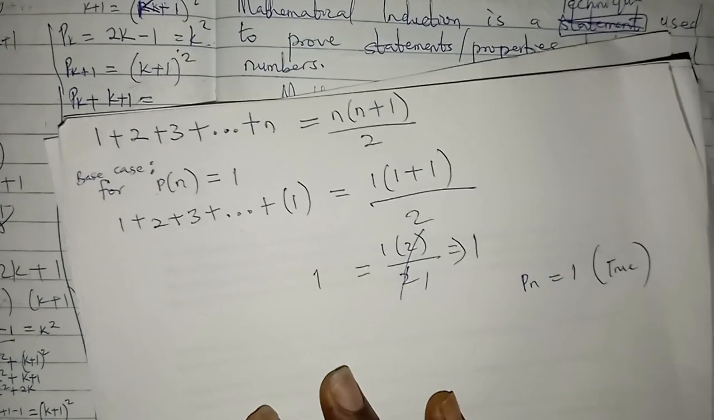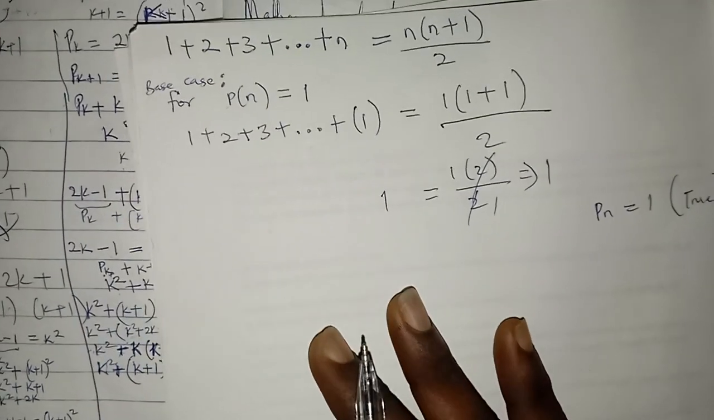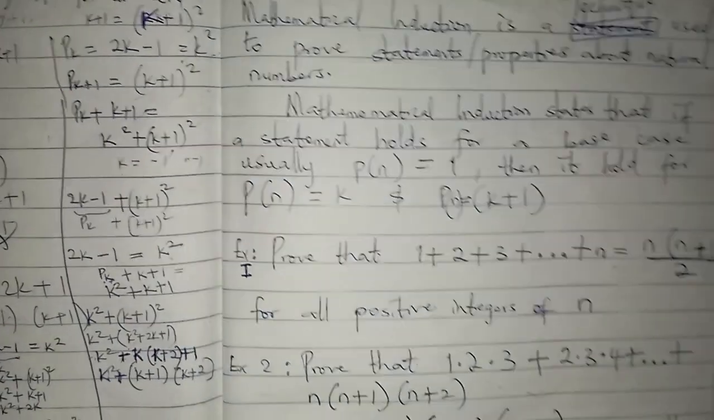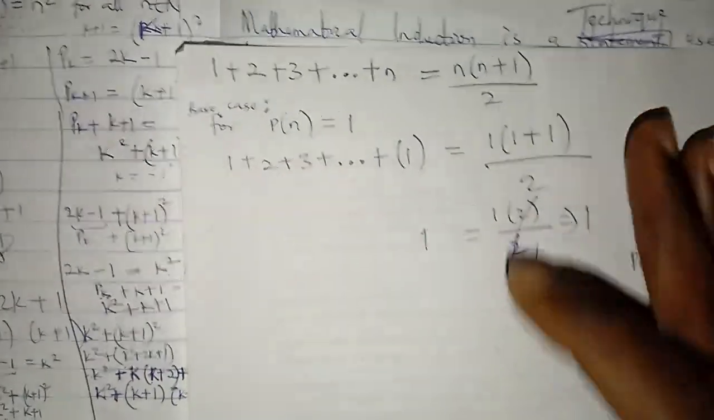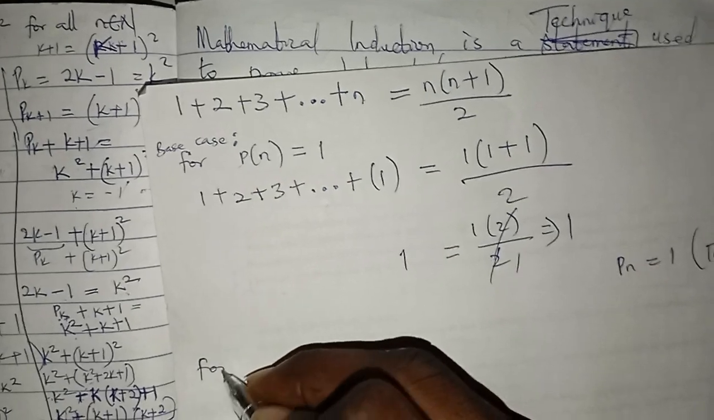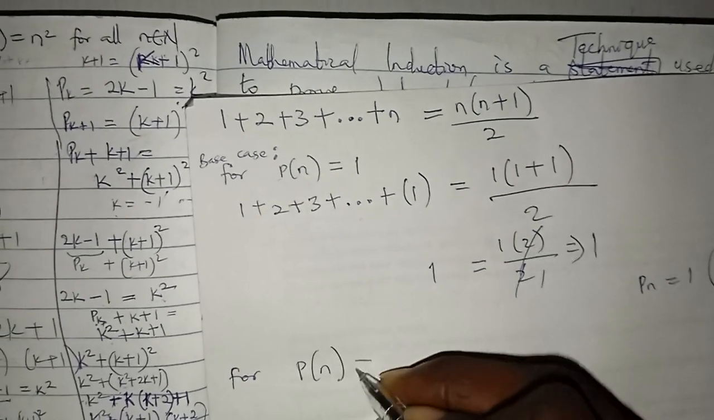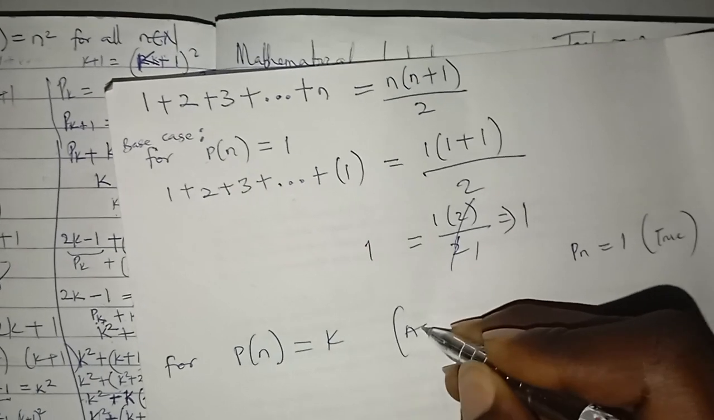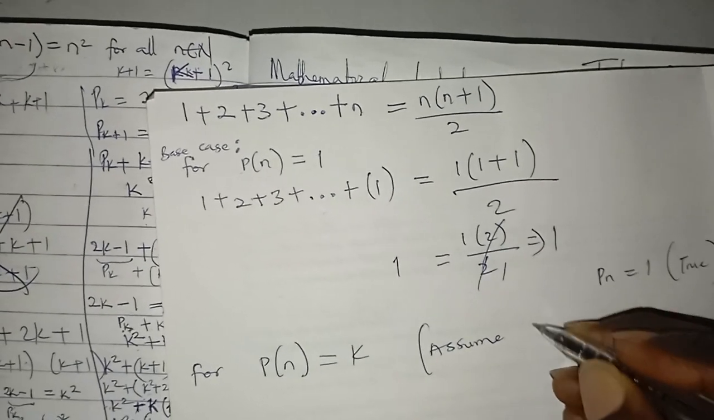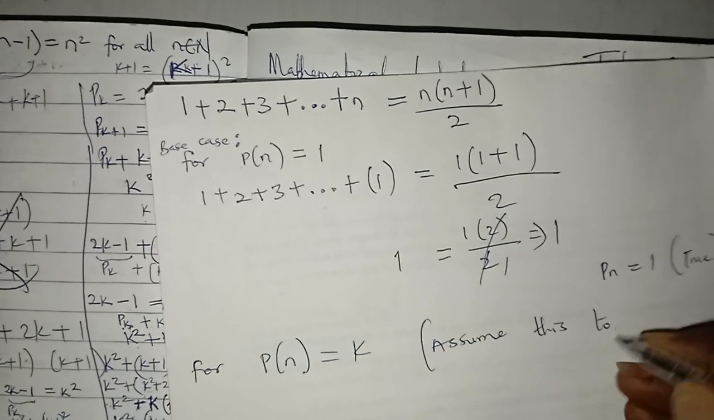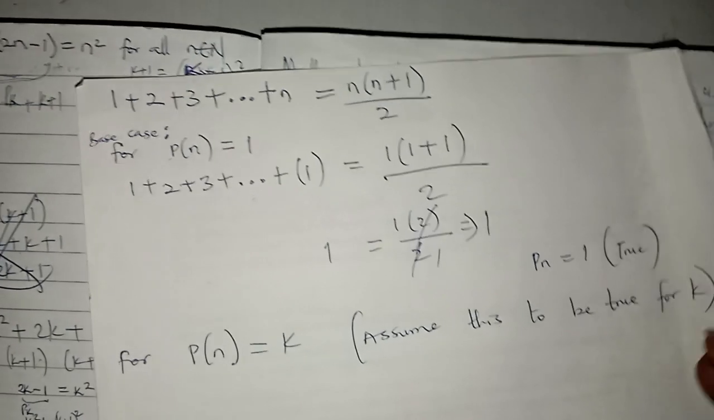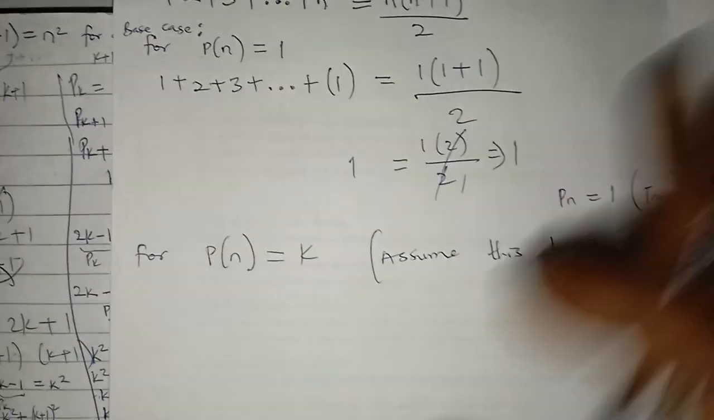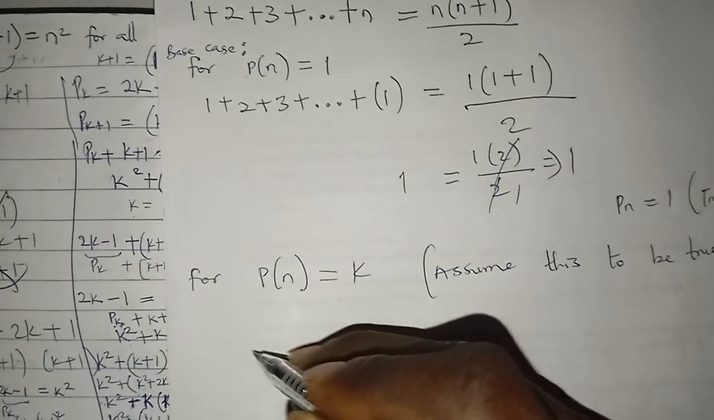So let's go to the next step, which is the induction, the assumption step. For P of n equals k, we assume this to be true for k. So we just assume in this step.